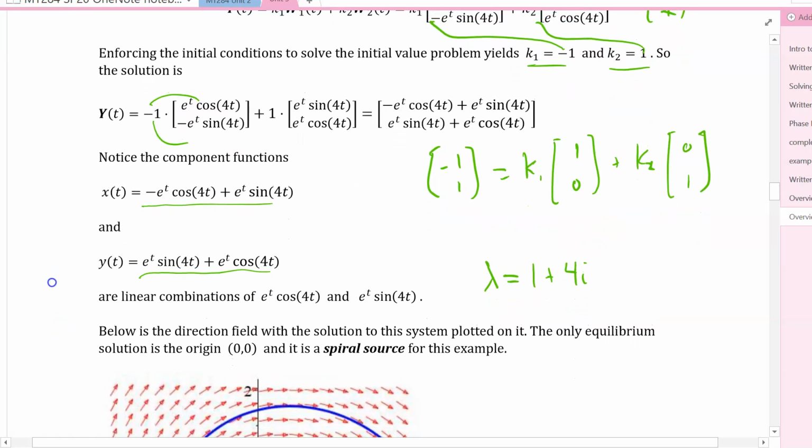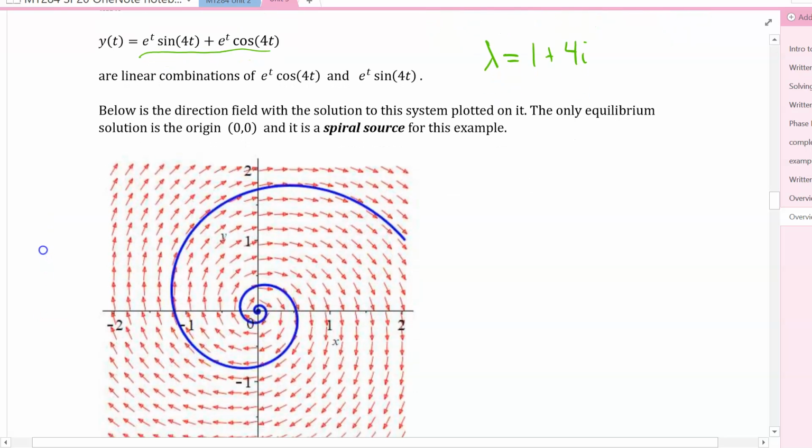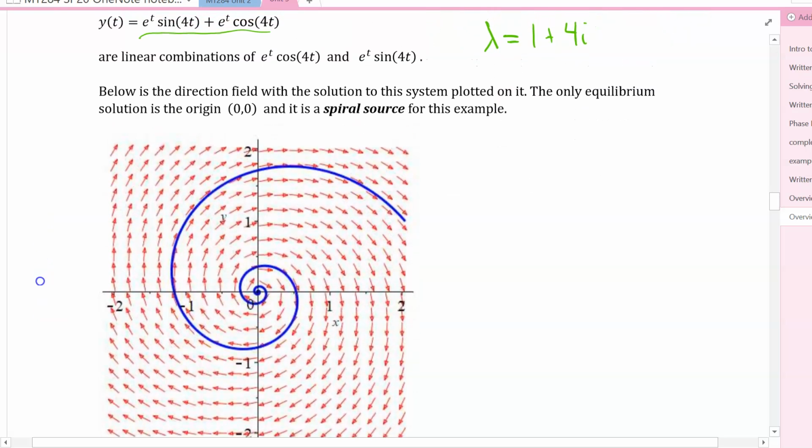All right, now, what's going to happen to these functions? Well, we've got exponential growth with the e to the t, so this was not going to be a sink. It's going to be, in this case, a spiral source. I've got the solution graphed in blue here. Notice it passes through the point negative 1, 1, which is about right here, when t is equal to 0. So that's the point corresponding to t equal to 0. All right, so we see we've got a spiral source.